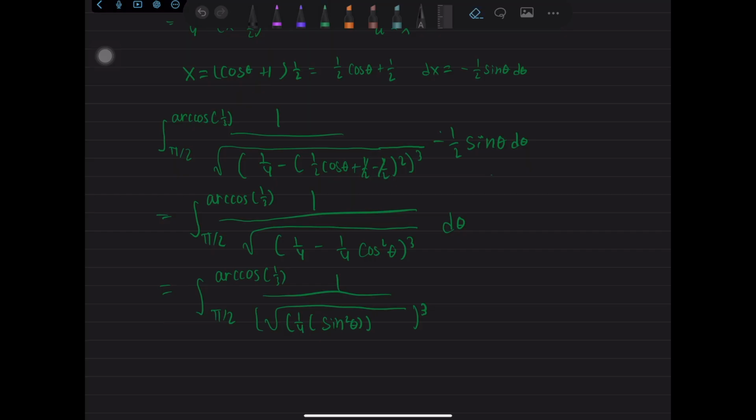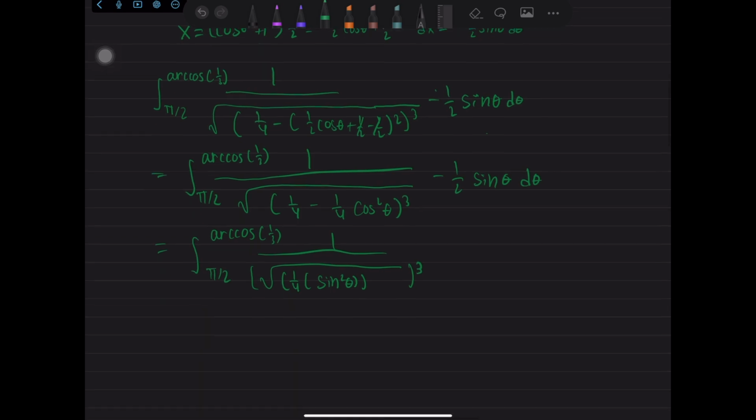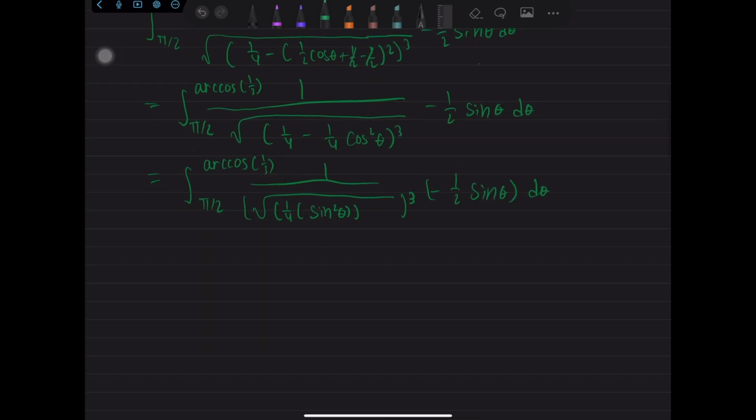And I notice here that I forgot my negative half sine theta, negative half sine theta d theta. So into negative half sine theta d theta. So now we can really simplify this all out.